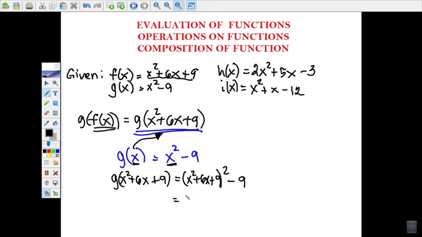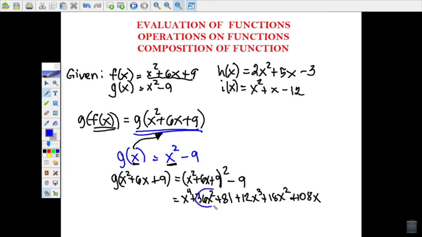So, sige, square natin yung trinomial na to. Therefore, that would become x raised to 4 plus square of this is 36x squared. Square of this is 81. Then, multiplied 2 at a time, x squared times 6x is 6x cubed times 2. That would become 12x cubed. Again, x squared times 9 naman is 9x squared times 2 is 18x squared. And last pair is 6x times 9, so that is 54x times 2, that is 108x.